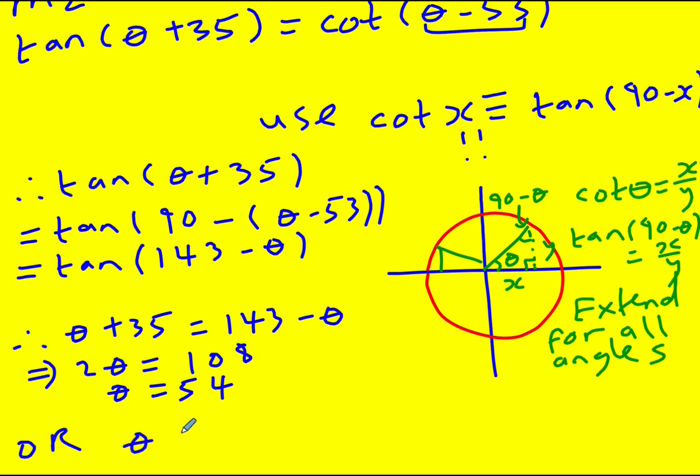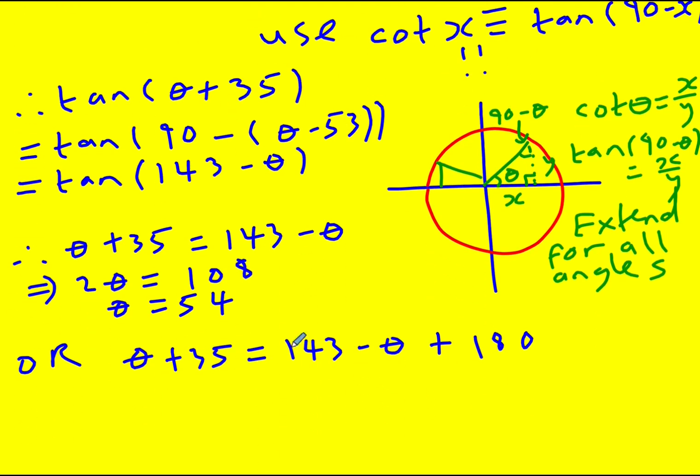Or theta plus 35 will equal 143 minus theta plus 180, because tan is periodic in 180. And I could also add 180 onto that side. This one will get me my second solution. And you can see that theta is going to be larger because I'm going to get the theta over again. 2 theta, I'm going to minus the 35, which will give me 108. And then I'm still adding the 180. So you can see that this value of theta is going to be bigger.